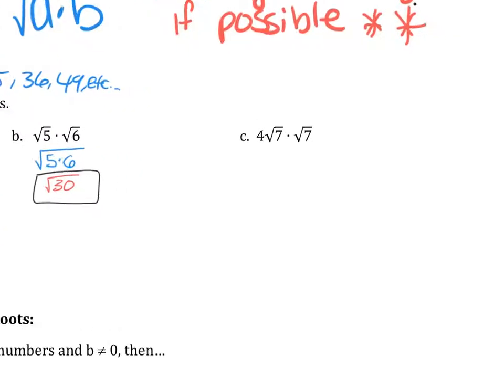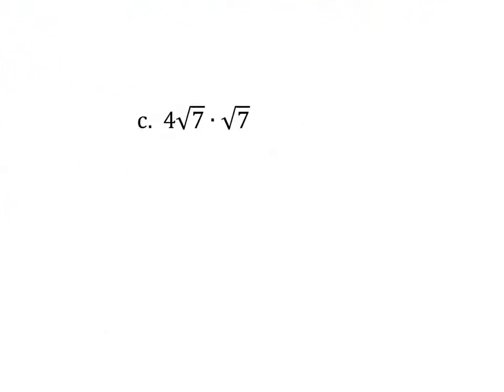Letter C, with this one, our first term there, 4 square root of 7, we have a 4 out in front, but our second term, there's no number out in front, but if there's no number written, it's always an implied 1. So really this is saying 4 square root of 7 times 1 square root of 7, if that helps you to see that 1 there.